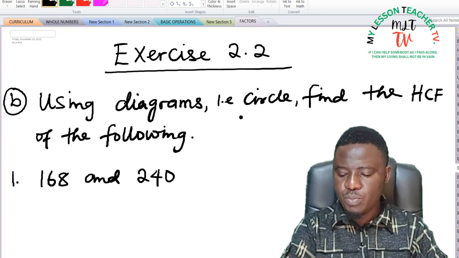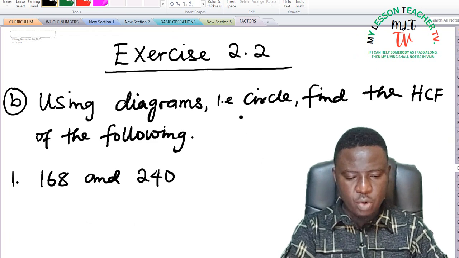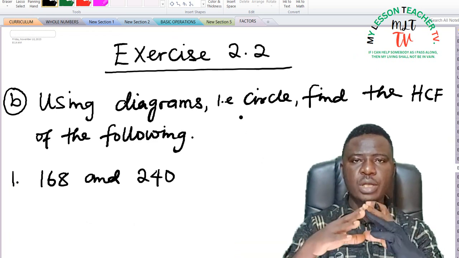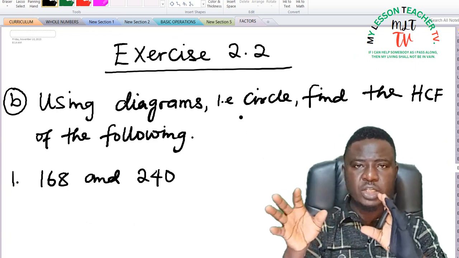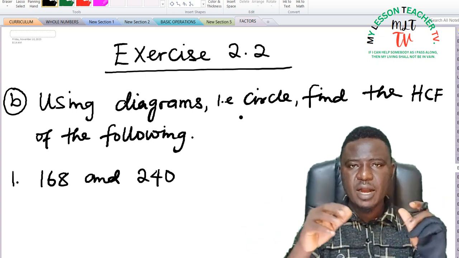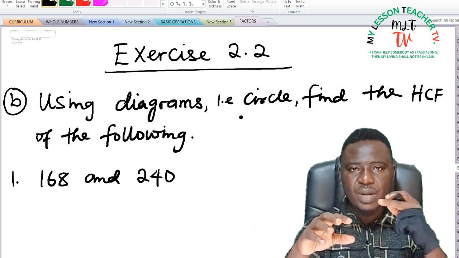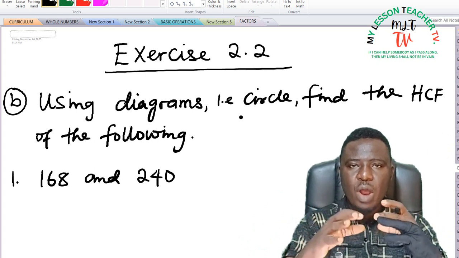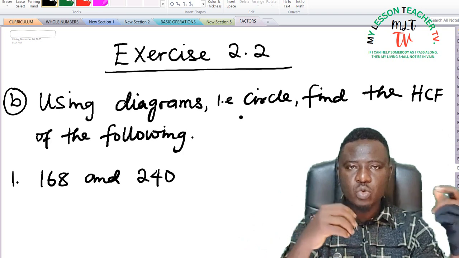Exercise 2.2b, question number 1, says using diagrams, that is circles, we should find the HCF of the following. What we are going to do now in the use of diagrams is this. We shall express each of these numbers as a product of its prime factors. Thereafter, we shall represent it in a diagrammatic form using circles. And where those two circles overlap, we are going to have the common factors of these two numbers.